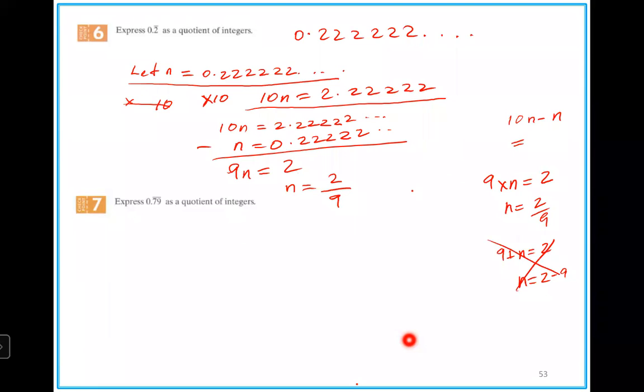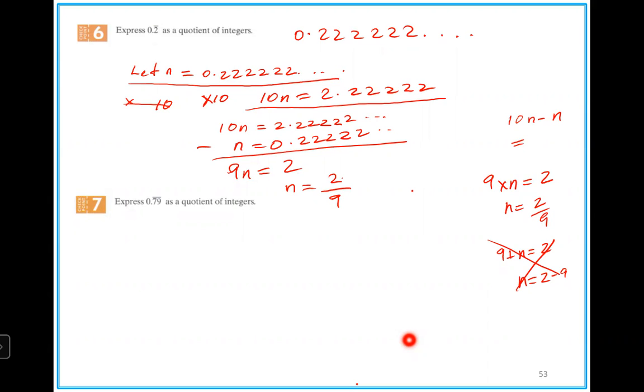So n is 2/9, and you could check your answer. Divide 2 by 9 on your calculator and see what you get. What is 2 divided by 9? 0.222. Okay, so you could always check your answer with these questions. All right, look at the next one.